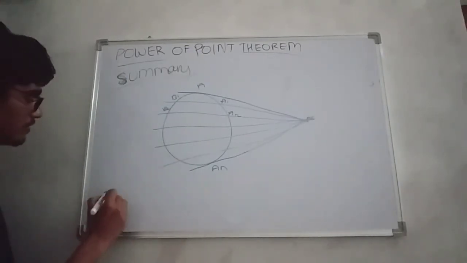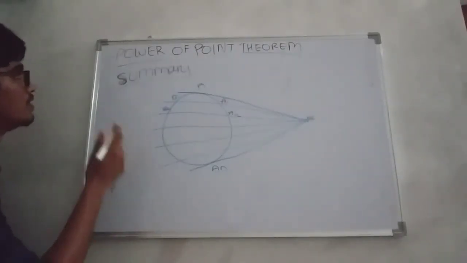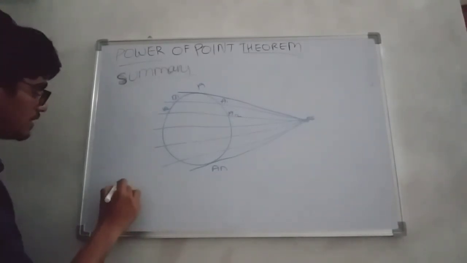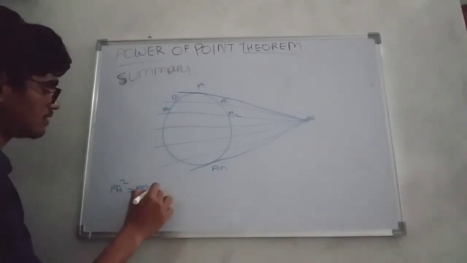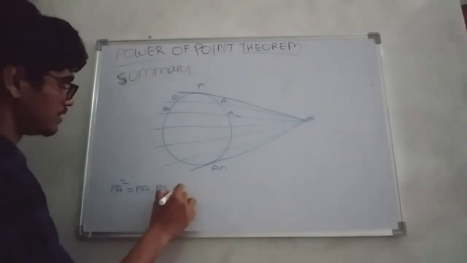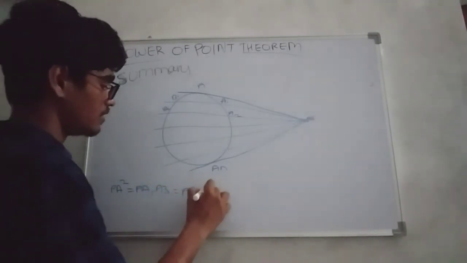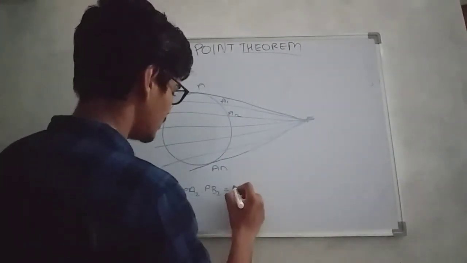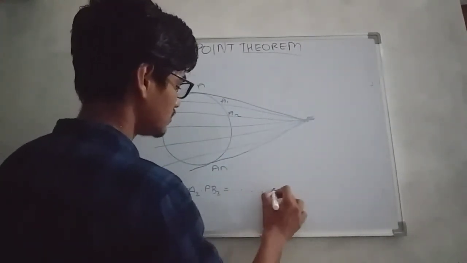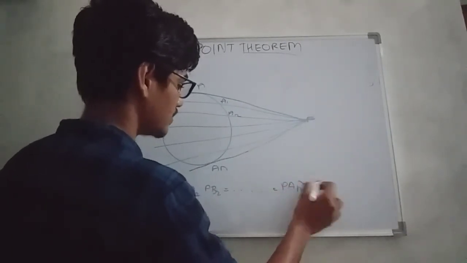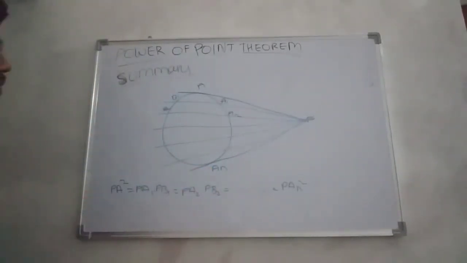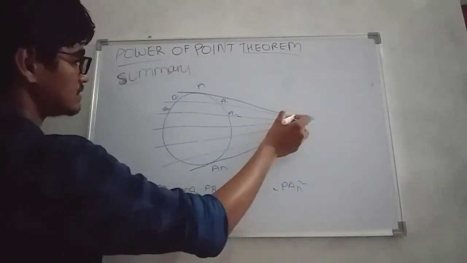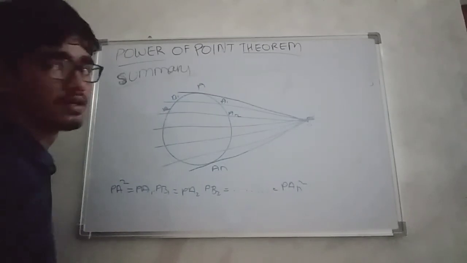If you write the summary of this power of point theorem, we get PA square is equal to PA1 into PB1 equal to PA2 into PB2 equal to, and so on, until we get PAN square. From this theorem, we have proved that from an external point P, the lengths of two tangents are equal.